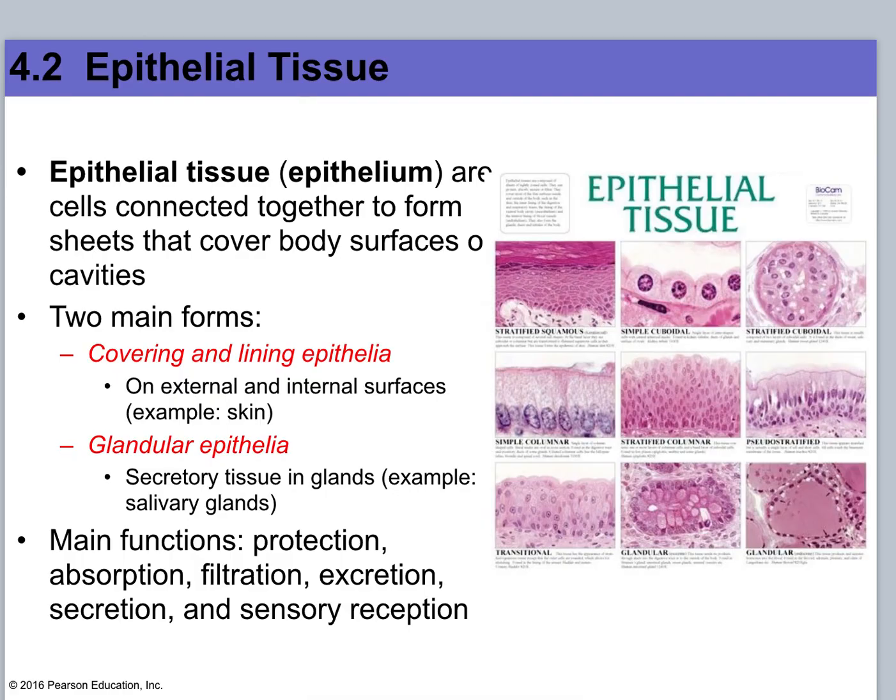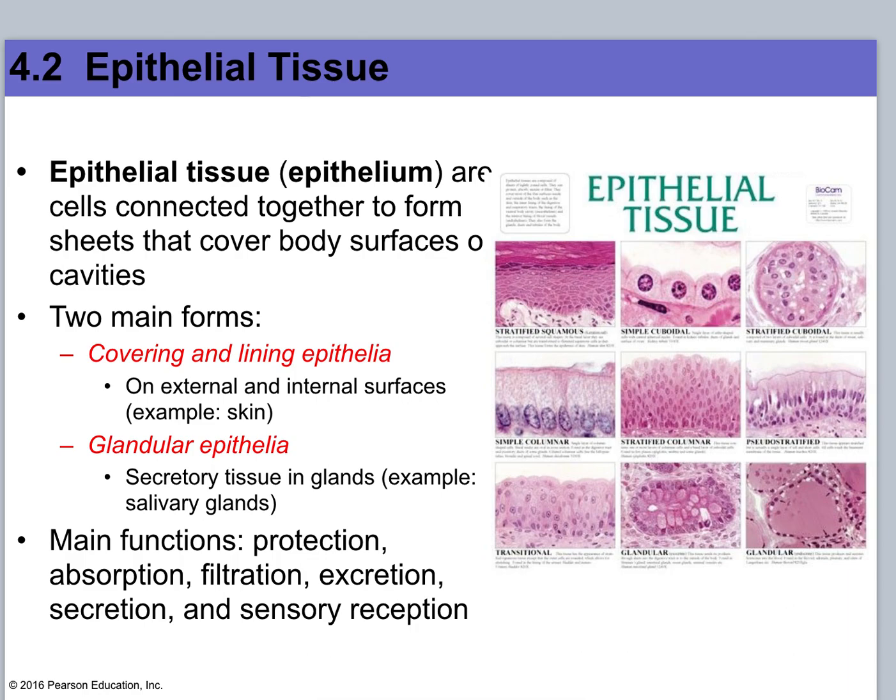We'll start by looking at epithelial tissues. In general, epithelial tissue can be considered in 2 categories: covering or lining epithelial and glandular epithelial. The difference between the two is basically the function of the tissue. Covering or lining epithelial are on surfaces. External surfaces would be like the skin, internal surfaces like the inside of the stomach.